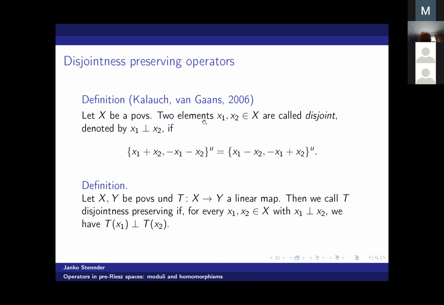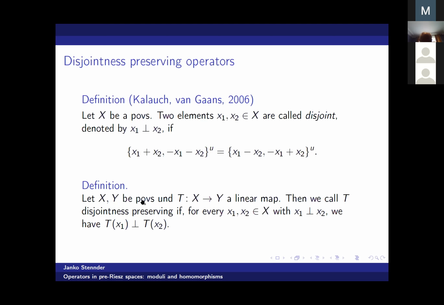Namely, in partially ordered vector spaces, two elements x1 and x2 are called disjoint if the following equality of upper bounds holds. So if the upper bounds of x1 plus x2 and minus x1 minus x2 equal the set of upper bounds of x1 minus x2 and minus x1 plus x2, which is basically just a generalization of exactly the same notion as in vector lattices.